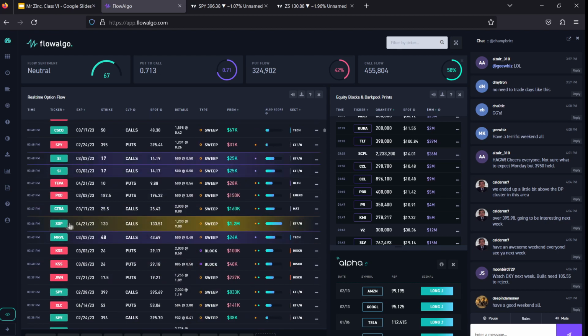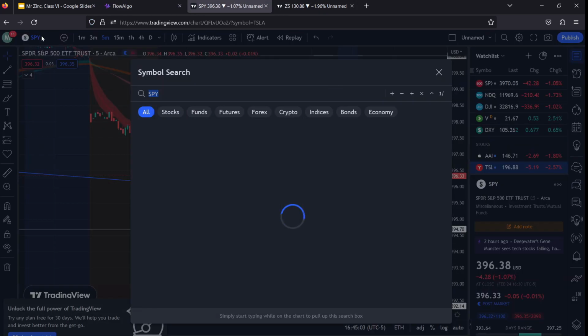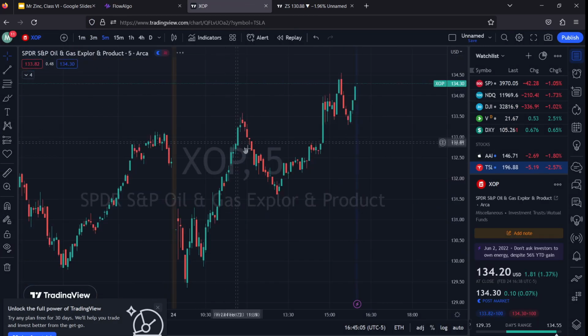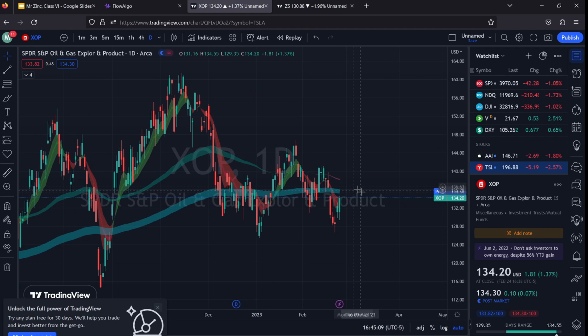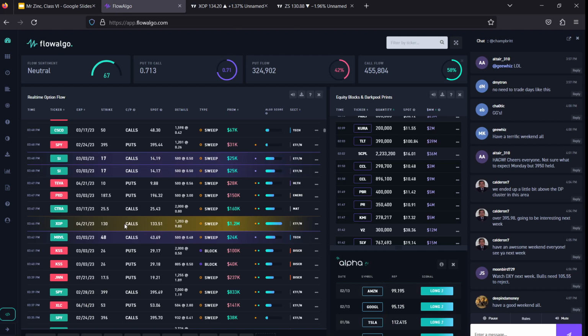You have XOP that comes in. This is April 21st, 130 calls. Again, go over to XOP, and you can see, hey, we might be in an uptrend here. Looks like we might have bottomed out. I'll keep an eye on these contracts, or you could just follow them blindly.